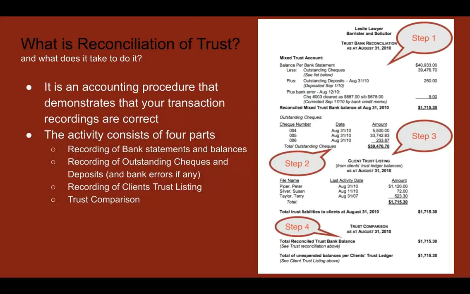So you take the balance as per the bank statement, reduce the outstanding checks, and add any outstanding deposits, which means that you have received a check from a client but have missed depositing it into the bank. So you call it an outstanding deposit. And then you also add or reduce bank error based on whether it's a negative bank error or a positive bank error. Again, if you're using software, it will allow you to do these automatically.